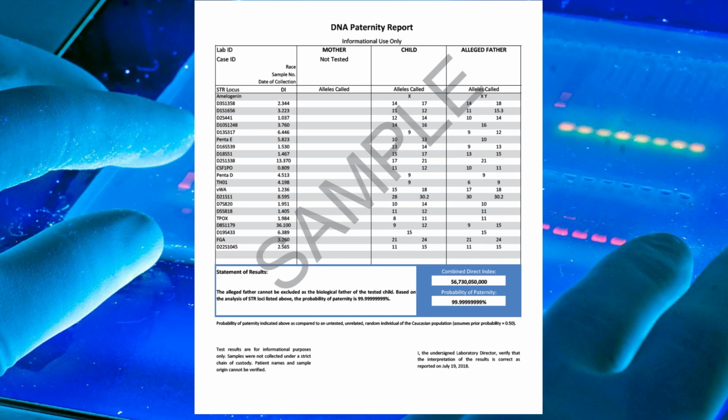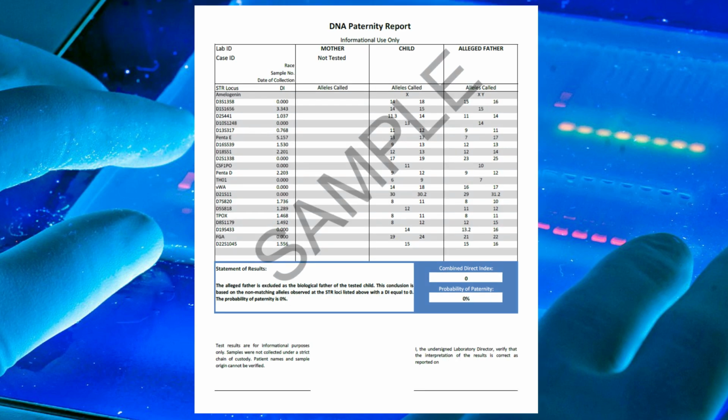The DNA paternity report shows the results of laboratory tests, which provide evidence regarding whether the alleged father could be the biological parent of the named child. Let's go over the components of a paternity report.